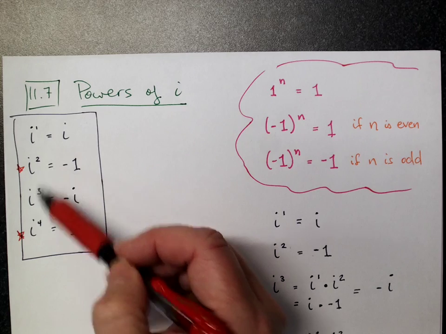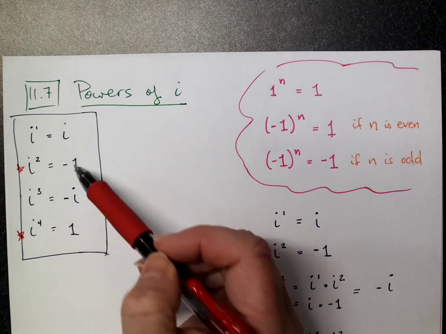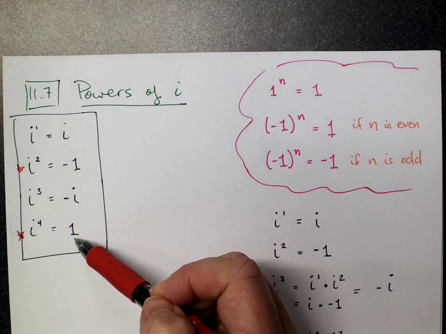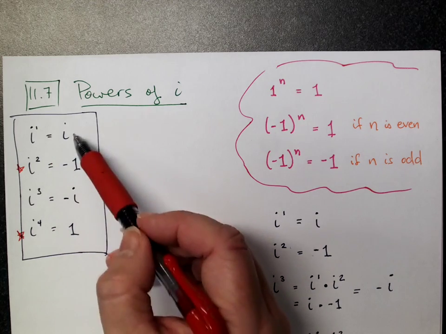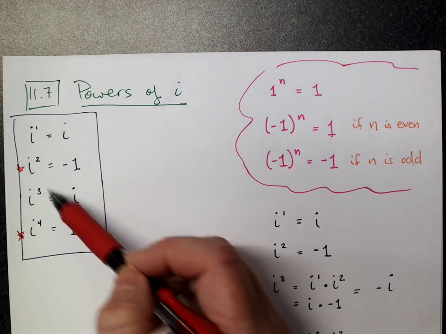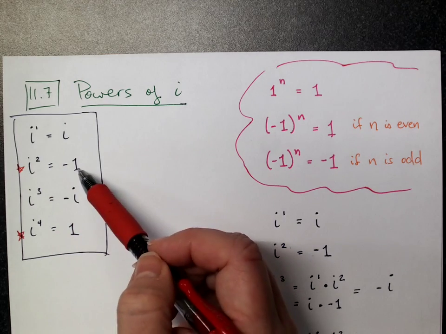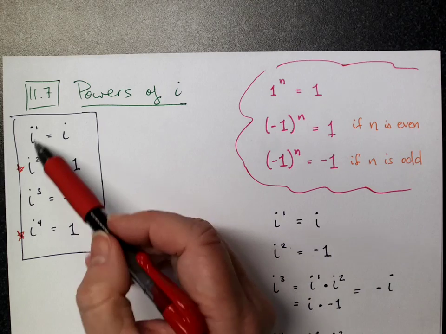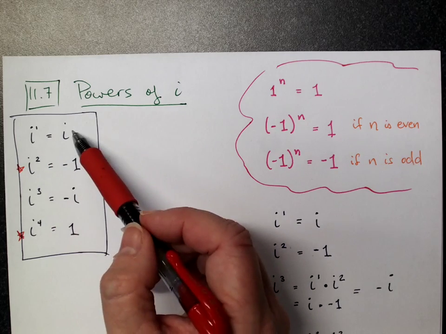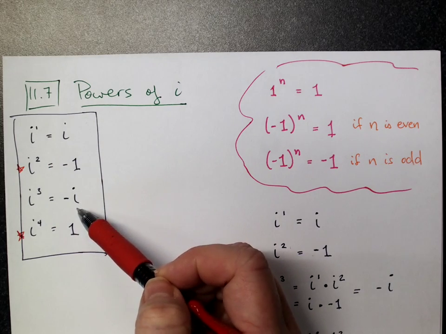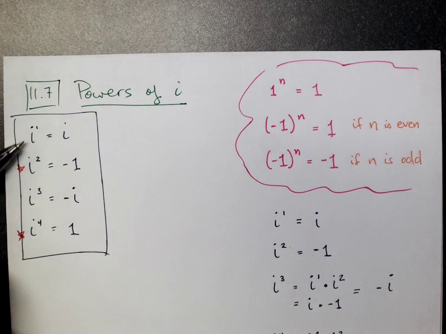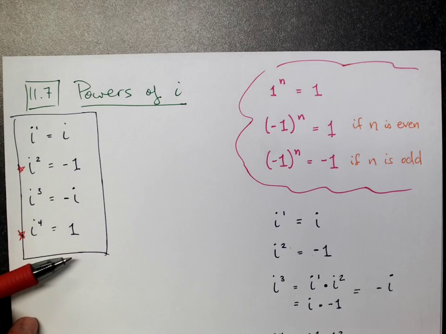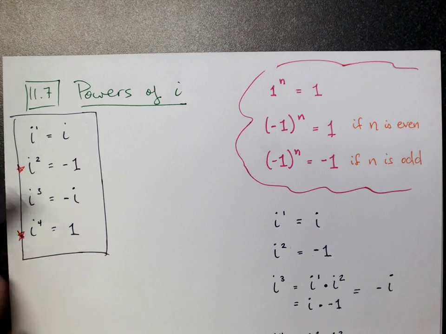Our even exponents are real. Our odd exponents are imaginary. So our even exponents, 2 and 4, are real numbers, either -1 or 1. Our odd exponents, 1 and 3, are either I or negative I. They're imaginary. And that's going to hold true because this pattern is going to repeat. Any even exponents of I are going to be real numbers. Any odd exponents of I are going to still have an I in them.